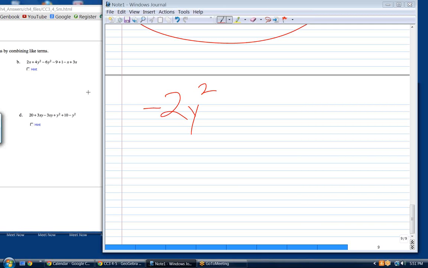3, 4, 5. We have positive 4x's. Plus 4x. And we got rid of that term, that term, that term. The only thing we have left are these two numbers. What do they combine to? Minus 8. There you go.